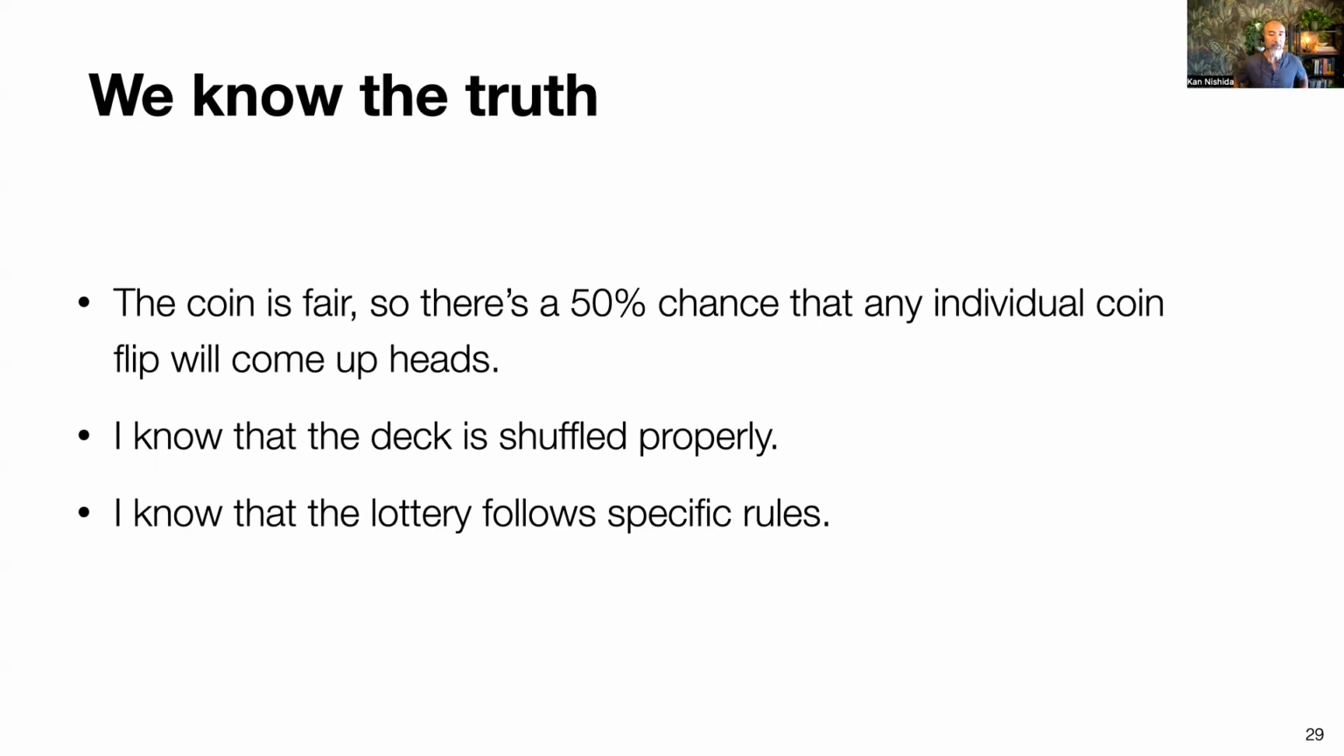The second one is I know that the deck is shuffled properly. We're not talking about a magician here. We're talking about just a regular random person, and we made sure the deck was shuffled properly. The third one, I know that the lottery follows specific rules. I have no idea what the rules actually are, but it's not like they're cheating so that they pick and choose who to give it to. It's more like they have a set of random-based rules, so that everybody has the same share of winning, right? That's the chance of winning. Okay, so we know the truth.